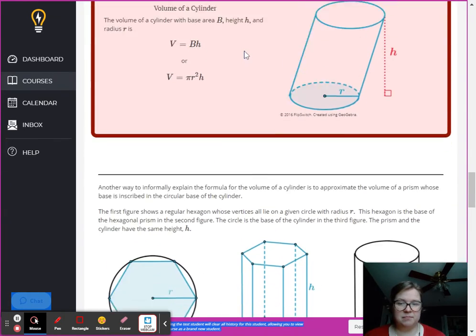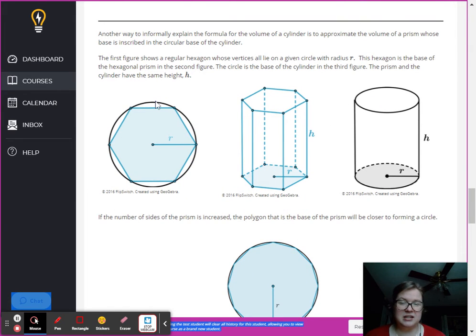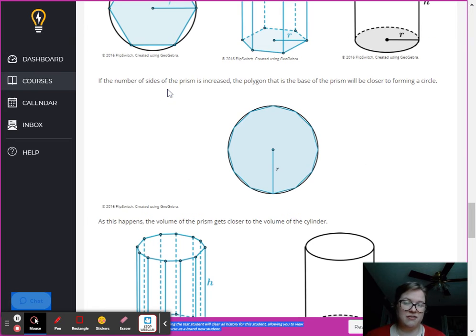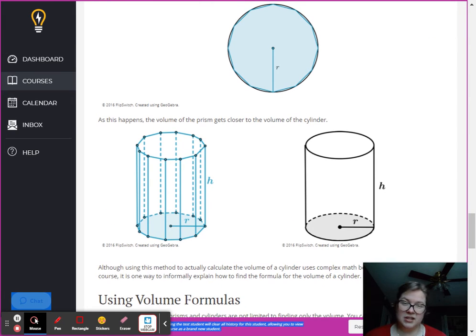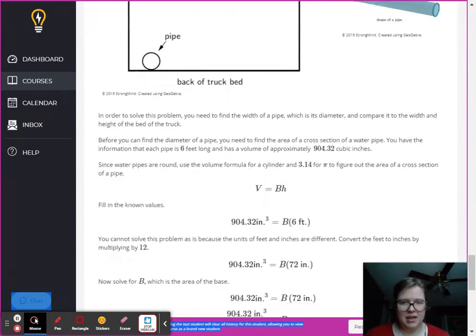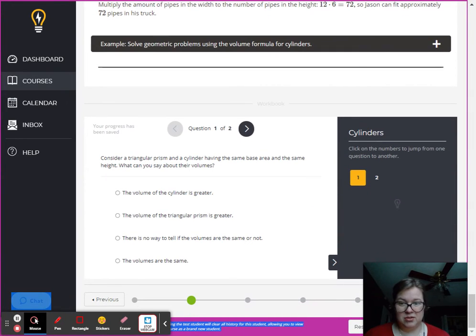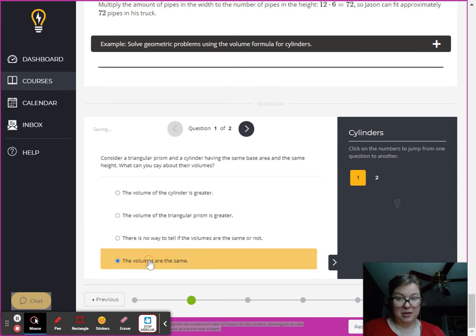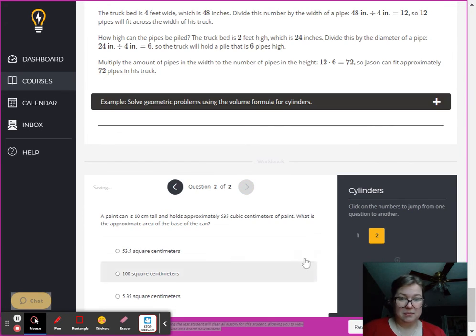This is saying that we could take a circle, and basically what this is doing is it's a fancy way of finding the area of a circle, which I think is funny because you guys probably already know that. So you find the area of the circle and then multiply it by the height. That's what this whole thing is about. So consider a triangular prism and a cylinder having the same base area and the same height. Whether the base was a triangle or a circle, if we knew it was the exact same area, and they had the exact same height, well, the formula is the area of the base multiplied by the height. So the volumes would have to be the same, no matter what the shape is.